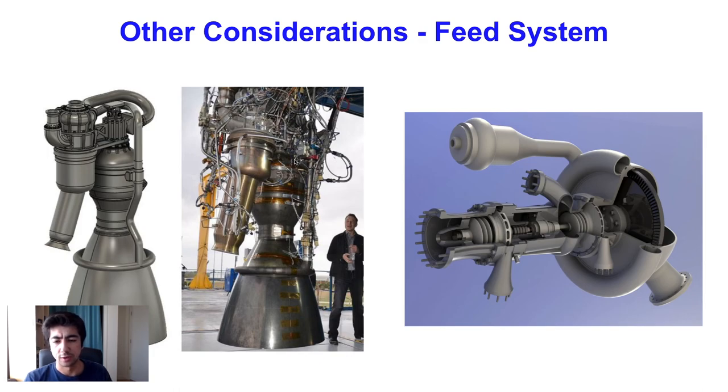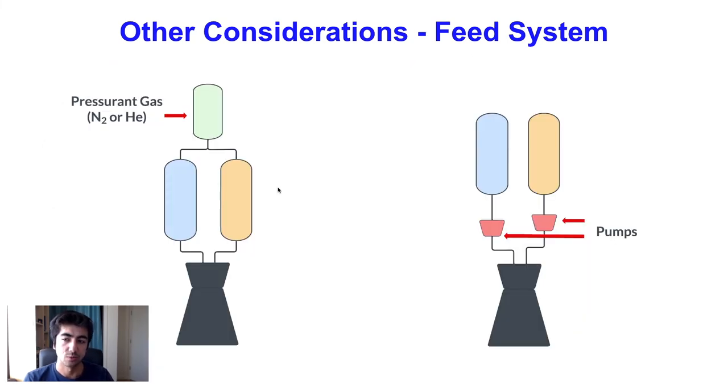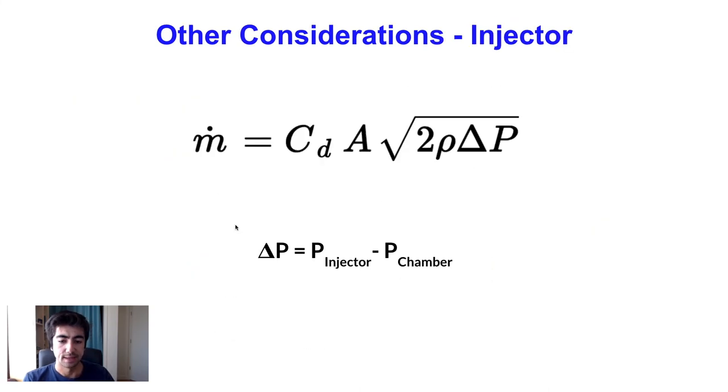I mentioned this before, but you can get much higher pressures in your combustion chamber with a pump fed system, because of the limiting factor that you reach with a pressure fed system. Again, what you're trying to do here is achieve the highest pressure possible at the injector so that you can achieve a high pressure in the combustion chamber. The pressure you're able to reach at your injector with your feed system is going to determine how you design your injector, and eventually the size of your combustion chamber as well.